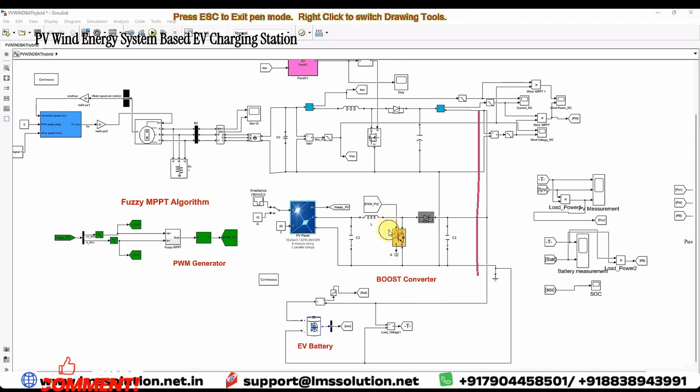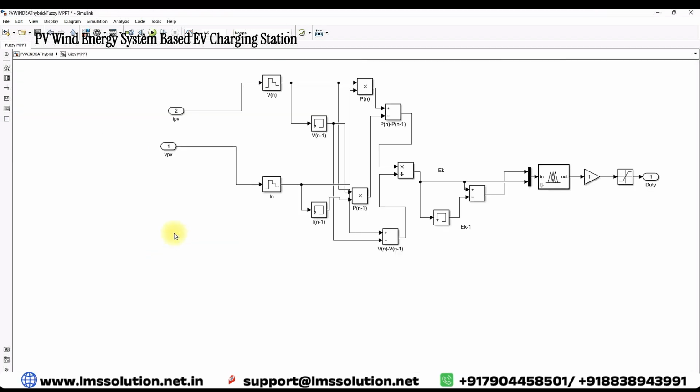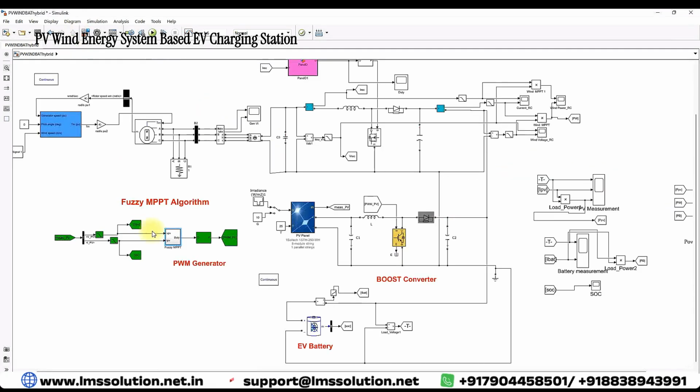This boost converter we are going to control via a fuzzy MPPT. It receives two inputs, PV voltage and current, and based upon them you calculate change in power and change in voltage. The ratio of change in power to change in voltage, dP/dV, is considered as one input, and the rate of change of that dP/dV is considered as another input. The output will be the duty cycle, which is processed via the pulse generator to generate pulses for this boost converter in order to extract the maximum power from the PV panel.